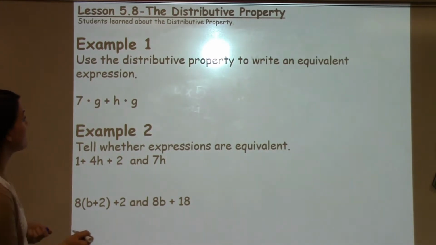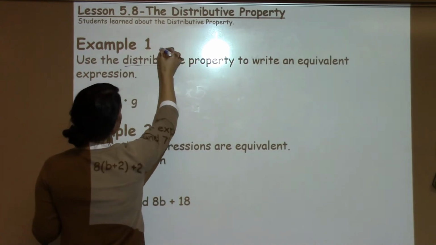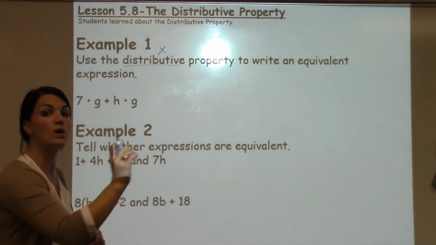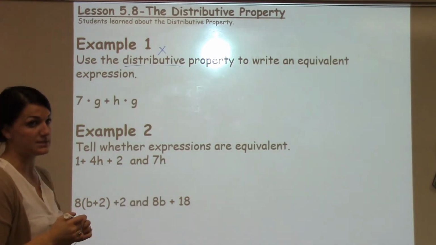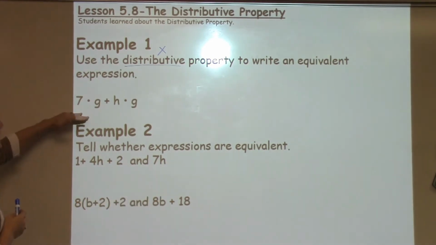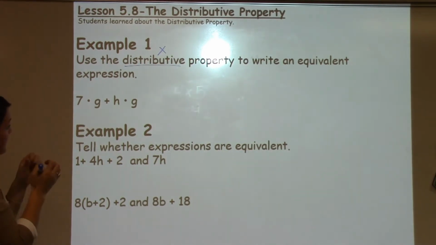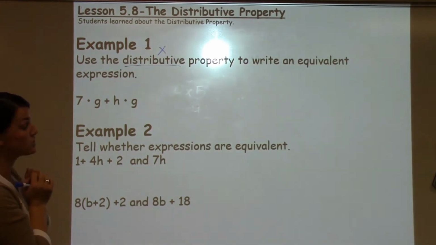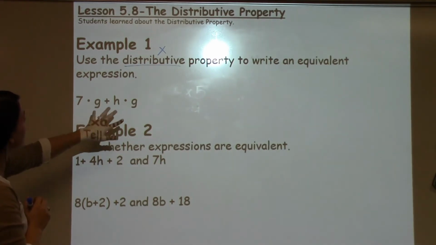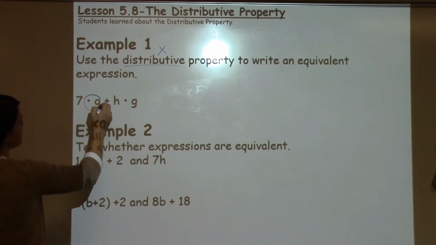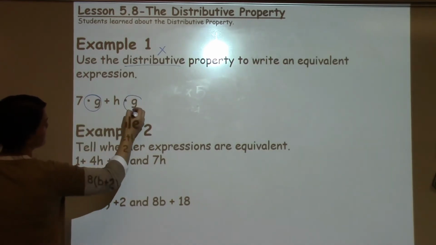Now, the first thing to think about with the distributive property is that it has to do with multiplication and distributing a number to other numbers inside of a parentheses. So when I'm looking at something that has not been distributed out yet, and I want to make it a little bit more compact and simpler to work with, I need to look at what both numbers are being multiplied by. Well, I see that the 7 is being multiplied by g, and so is the h.